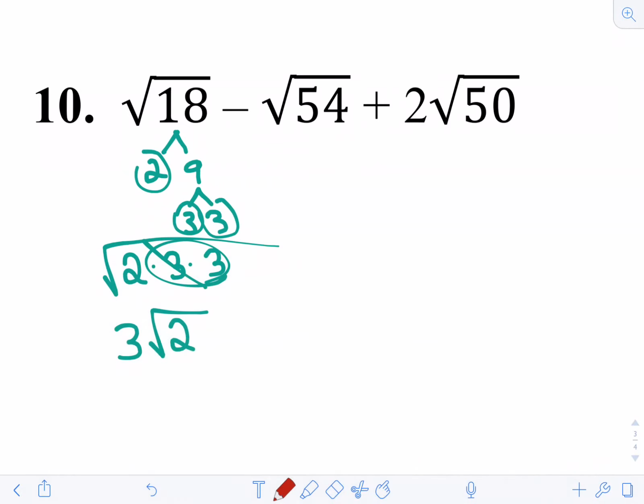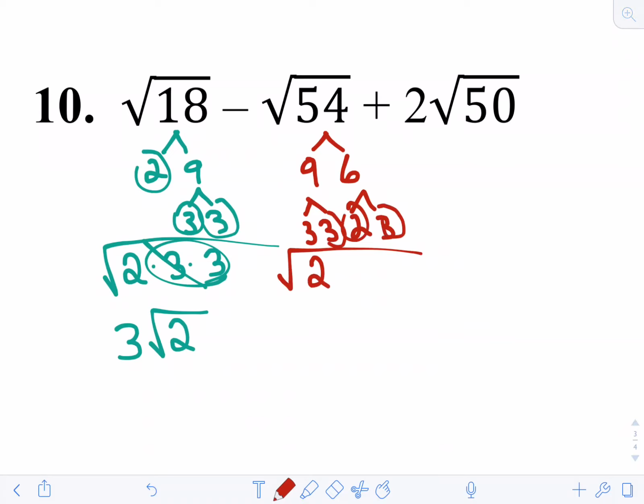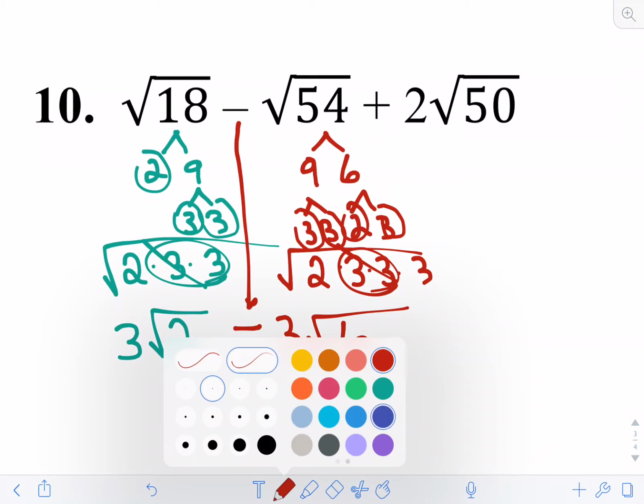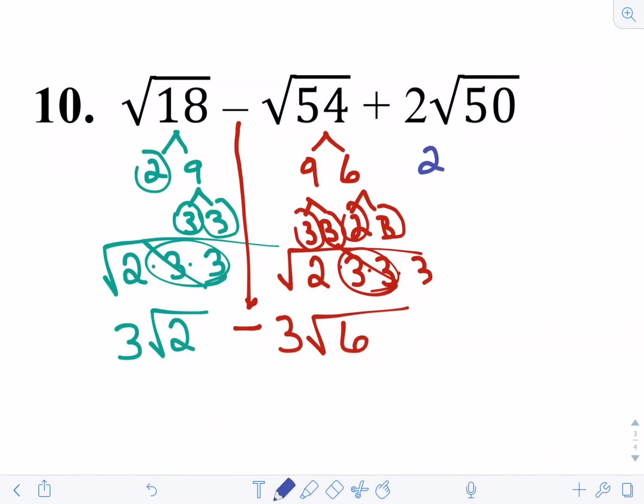Okay, in the middle one, I have 54. So I can do 9 and 6. So that's 3 and 3, and that's 2 and 3. So I have the square root of 1, 2, and I have 3 3's. So there's a pair of 3's I can pull out. I have 2 times 3 left over, which is 6. We'll bring that minus sign down. And then we have 2 still on the outside.